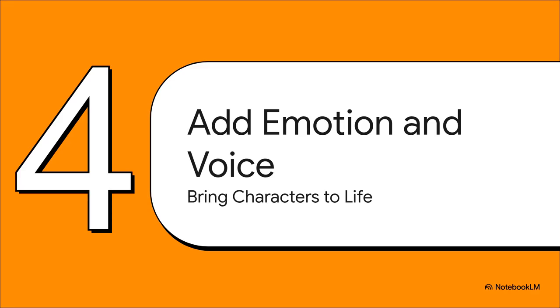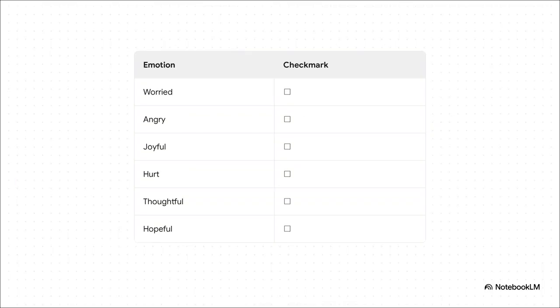This is where we bring your characters to life. We're moving beyond just plotting out events and into creating a living, breathing world with real personality. To really get emotion onto the page, you have to be intentional. So before you write a scene, just take a second and ask yourself, what is the main emotion my character is feeling right now? Are they worried, hopeful, angry? Pick 1 or 2 and then really think about what specifically is making them feel that way.